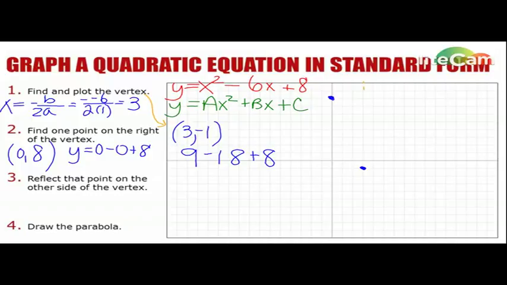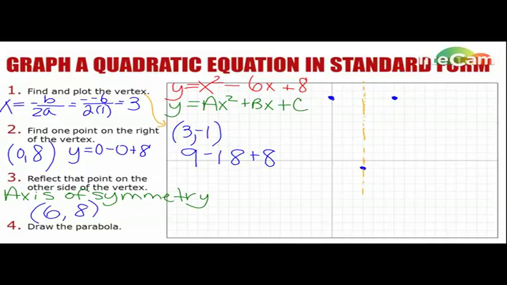Okay, so I've plotted 0, 8, and I'm going to draw my axis of symmetry. This is my axis of symmetry, and that is going to equal x equals 3. Okay, I'm going to reflect the point 0, 8 over on the other side of the axis of symmetry, and that's going to give me 6, 8. And then I'm going to draw my parabola.